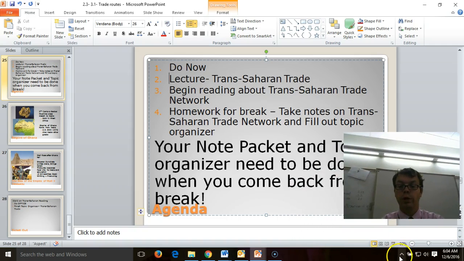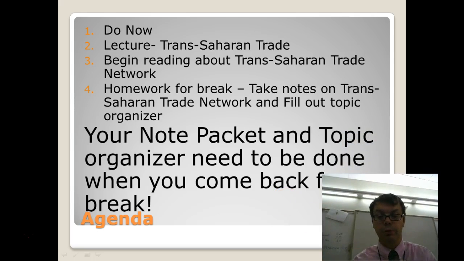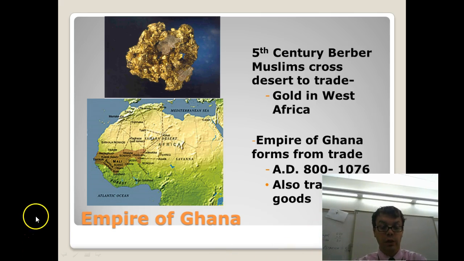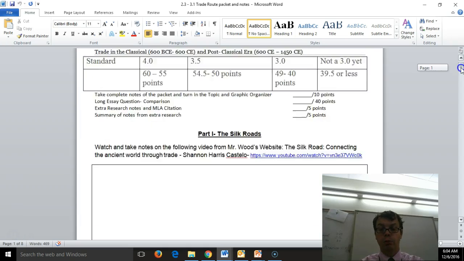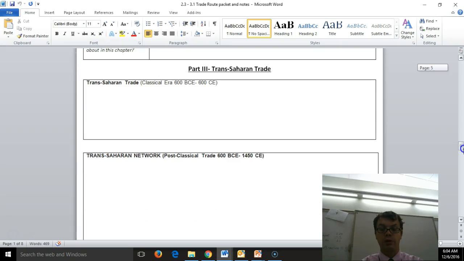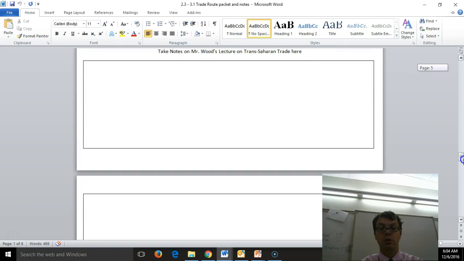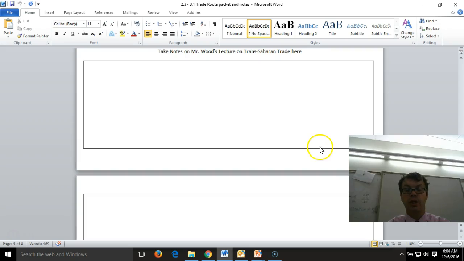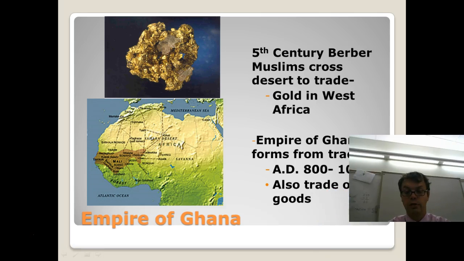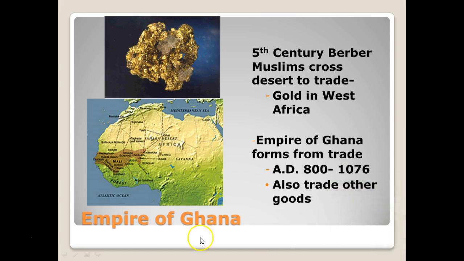So we will get started with a lecture, and that lecture is going to be from Mr. Wood. All right, so this is our lecture. I'll tell you where to write your notes right now. On your 2.3, 3.1 packet, you may go all the way past that optic there to where it says Part 3, Trans-Saharan Trade. And skip down here where it says take notes on Mr. Wood's lecture on Trans-Saharan Trade here. So go there in your packet, and I will get our lecture ready to start. Oh, I got to get myself out of the way here. Let's see if that works.